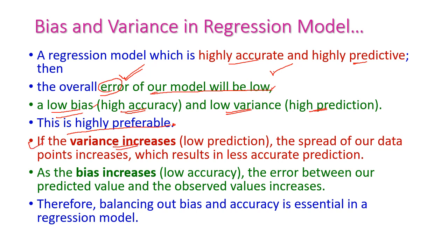Suppose if variance increases, then the prediction will be low. That is, the spread of our data points increases. Okay, the spread of data points increases, so less accurate prediction will be there. That means the data points will be spread all over. We cannot predict the regression. And the next one is bias increases. If the bias increases, then accuracy is low, isn't it? So the error between our predicted value and observed value increases. Okay, the original value may be different and the predicted value may be different. So this is bias increases, that is low accuracy. Therefore, we need to balance bias and variance, which is essential in a regression model.